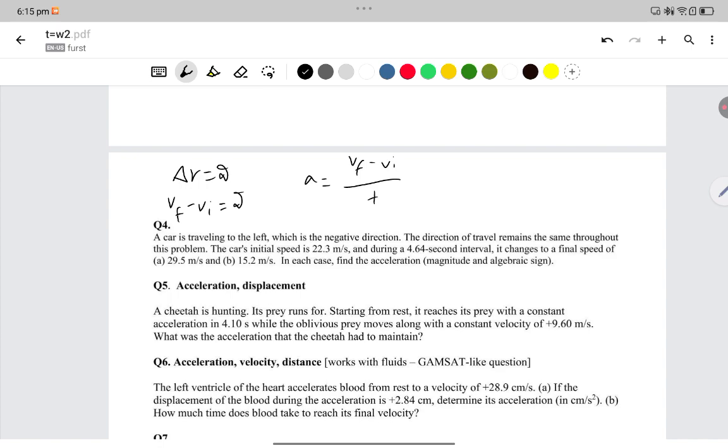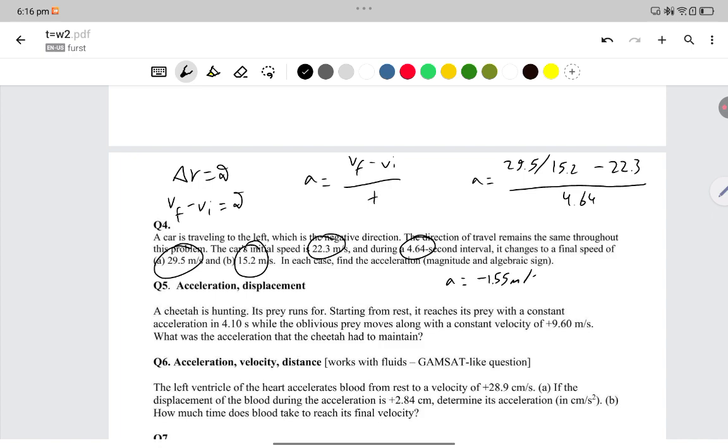So what's the initial velocity? It's 22.3. The final velocity is a choice between this one and this one. And the time is the 4.64 second interval. So A equals, what's acceleration? So the final velocity is 29.5 or 15.2 minus the initial 22.3 over 4.64. So in the first case, if we use 29.5, we'll end up with A equals negative 1.55 meters per second squared.